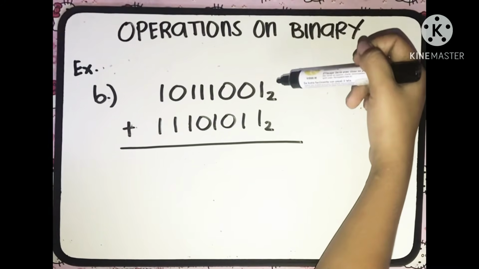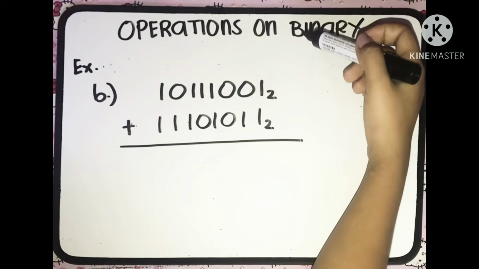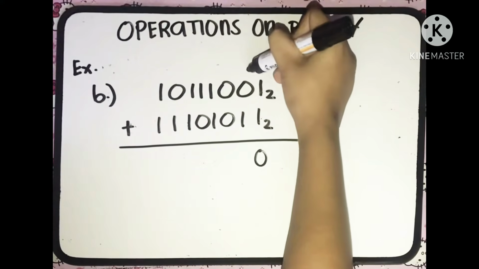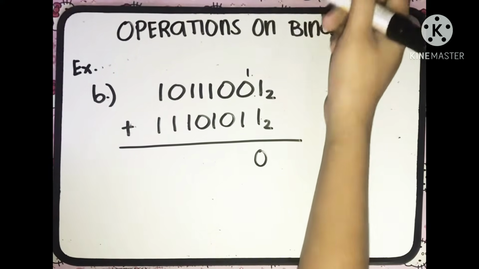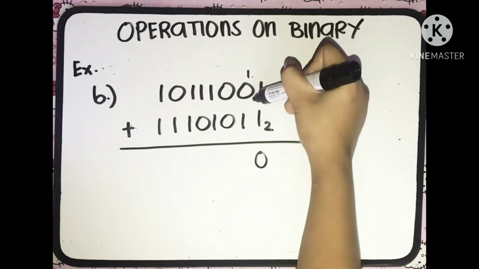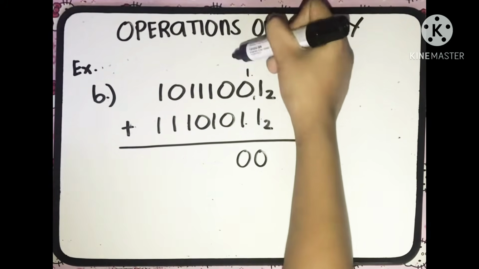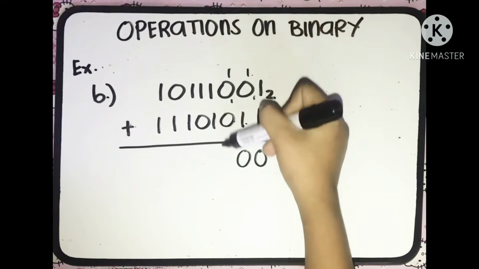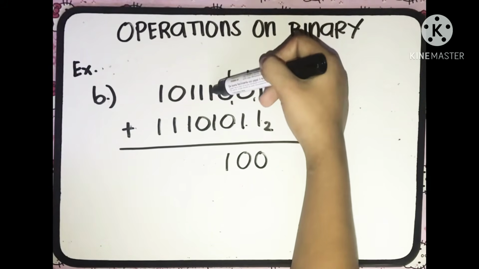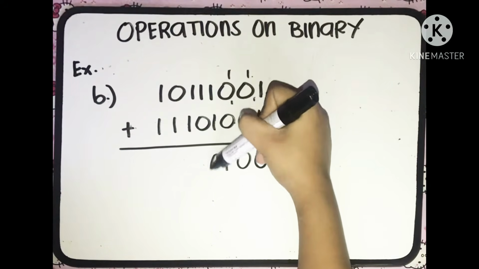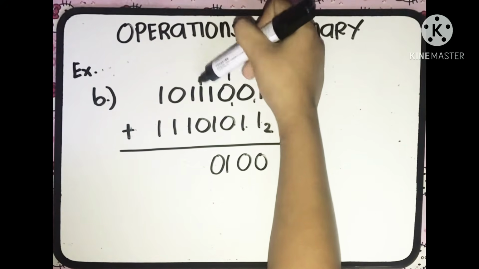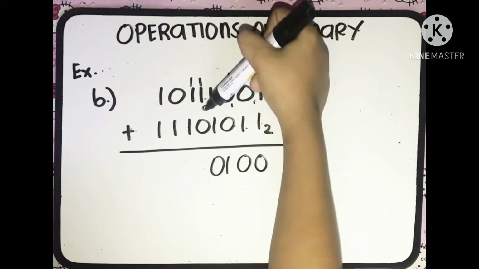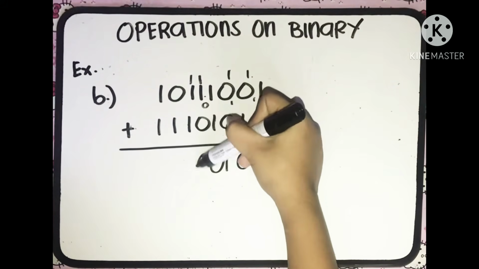Okay, for this second example, let's add these binary numbers. So, we have 1 plus 1 is equal to 0, carry 1. Then, we have 1 plus 0, which is equal to 1. And then, plus 1, it will be 0, carry 1. 1 plus 0 is equal to 1. And then plus 0, it is equal to 1. Then, we have 1 plus 1, it is equal to 0, carry 1. And then we have 1 plus 1 is equal to 0, write 0 there, and then carry 1. And then we have 0 plus 0, it is equal to 0.